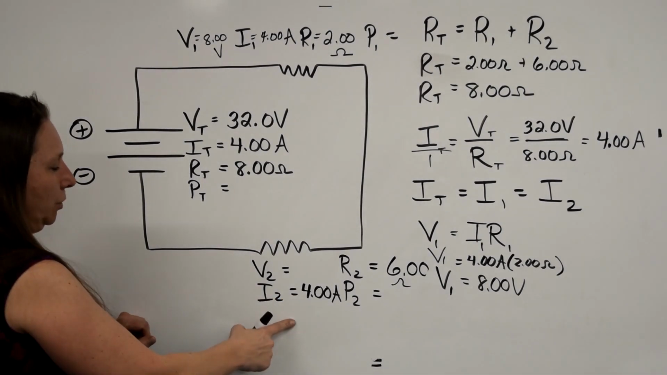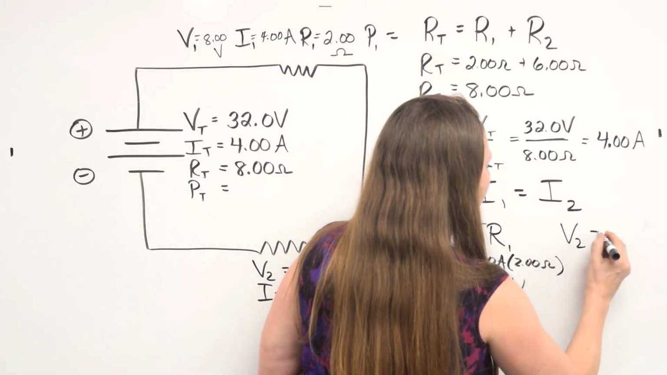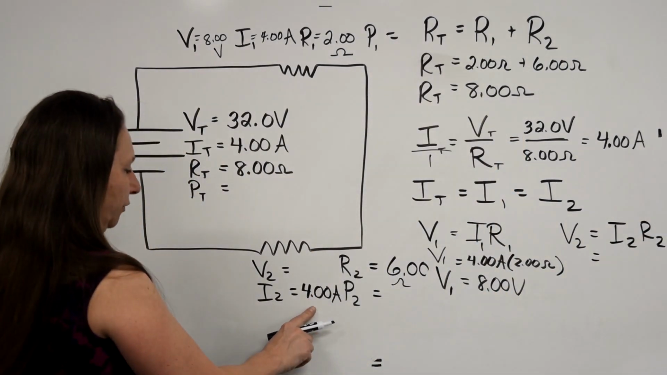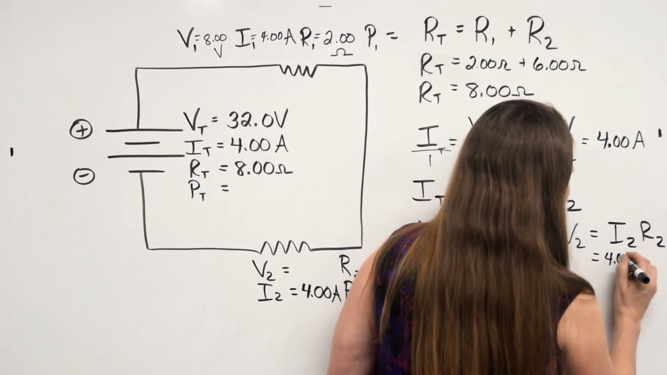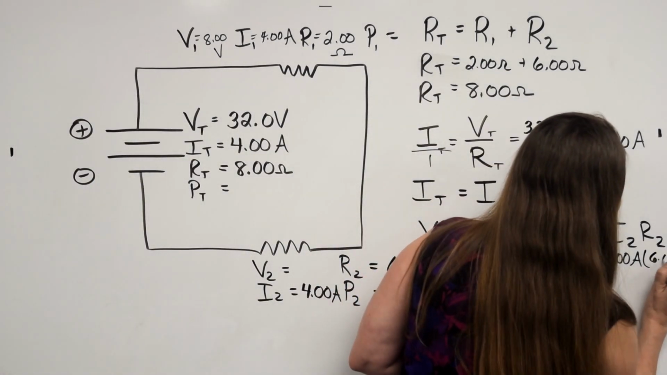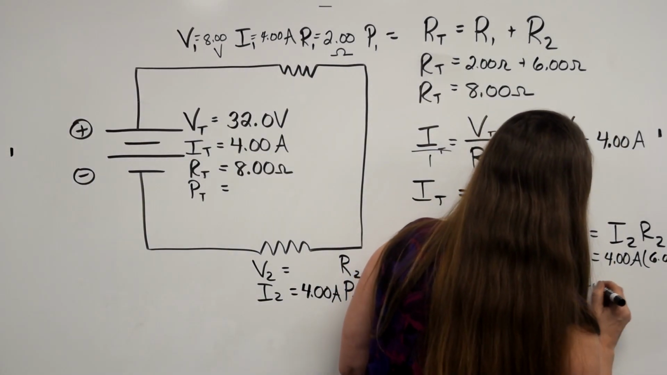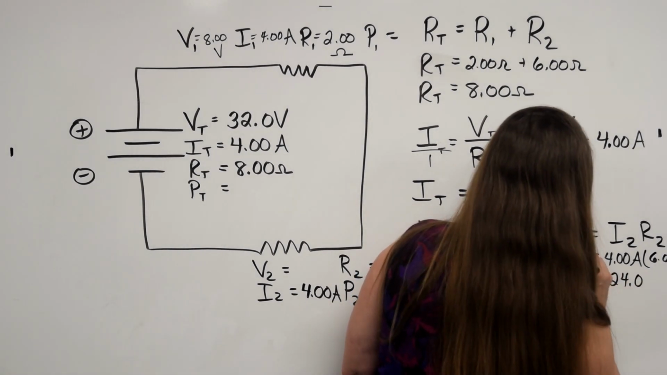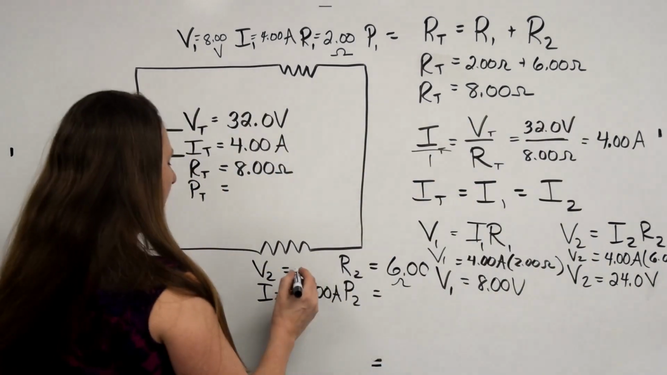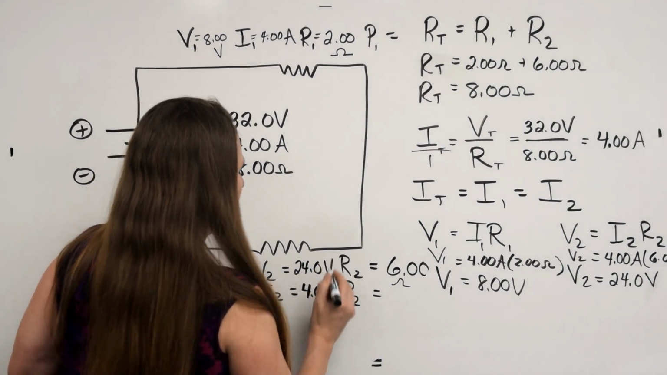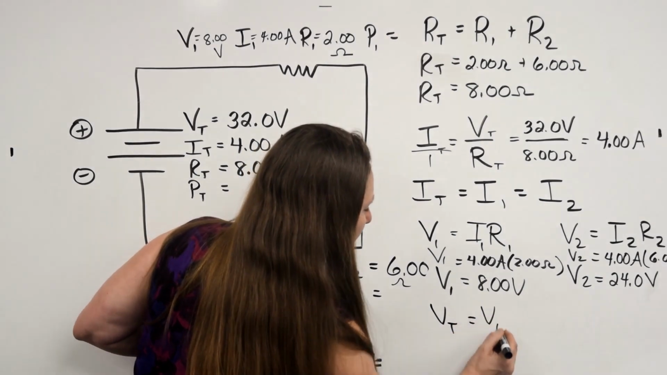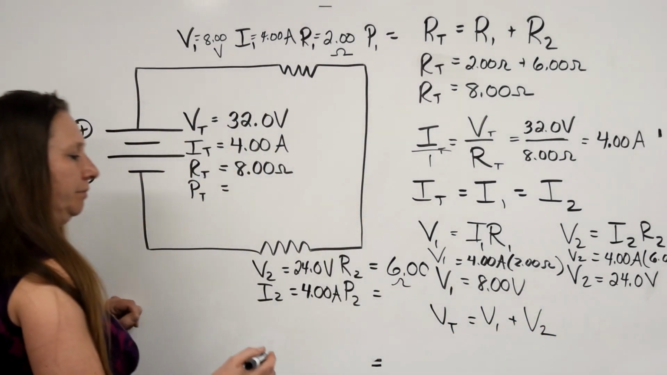Okay, let's do this one. V2 equals I2 R2. I2 is 4 amps. It's the same as I total. R2 is 6 ohms. That means V2 is 24 volts. V2 is 24 volts.